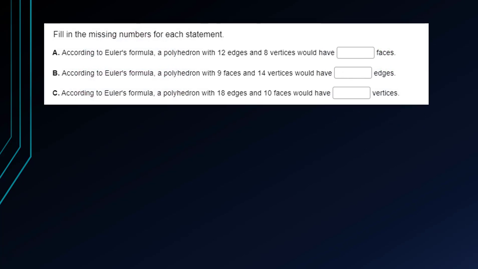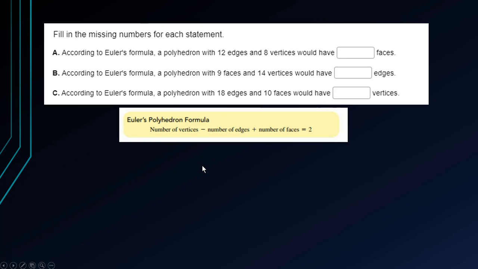In the next problem, you were asked to make use of Euler's formula, which is basically determining in any polyhedron how many edges, vertices, and faces would make sense under the given circumstance. Euler came up with this formula that said that for any polyhedron, the number of vertices minus the number of edges plus the number of faces should always equal 2.